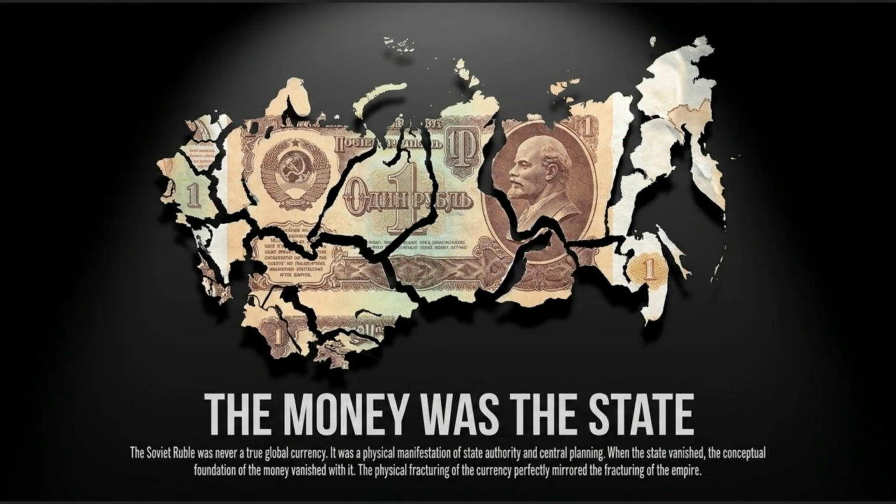The Soviet ruble was never a true global currency. It was a physical manifestation of state authority. When the Soviet state vanished, the conceptual and physical foundation of the currency vanished with it, mirroring the empire's fracture.